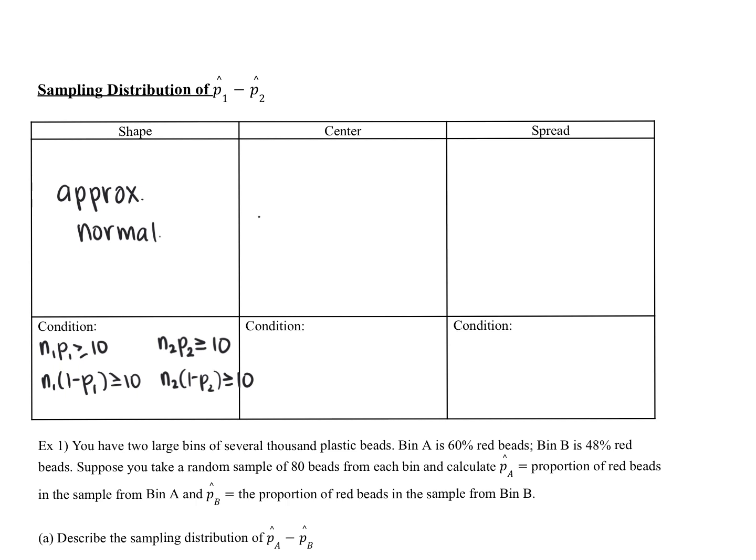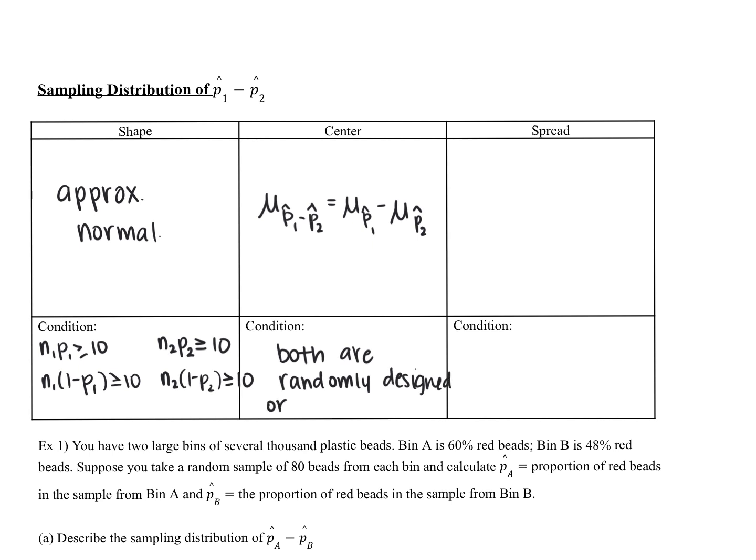When it comes to calculating our mean, mu sub P1 hat minus P2 hat, it's as straightforward as just subtracting them. You take the mean of your first distribution and subtract the mean of your second distribution. Very similar to when we were doing the combining for distributions. And then for the condition, you have to have that both are randomly designed if you're looking at an experiment, or it's an SRS, or there's a random choice.